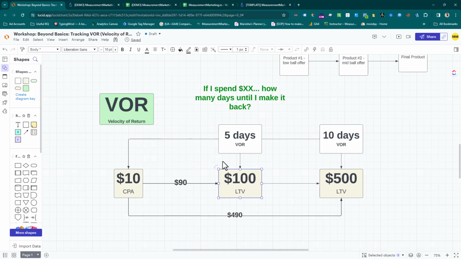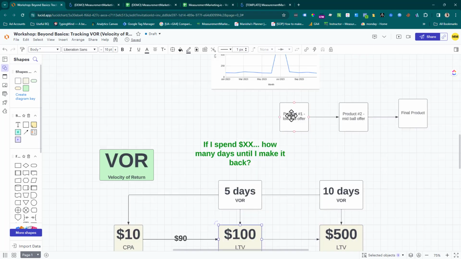Now, the key to also understand is there's no one VOR. Sometimes people say your lifetime value has to be this number or that number. There is no one VOR, right? Every funnel is different. I just described one of the millions of funnels, this one with low ball, mid-tier, and final, right? But there are millions of funnels.